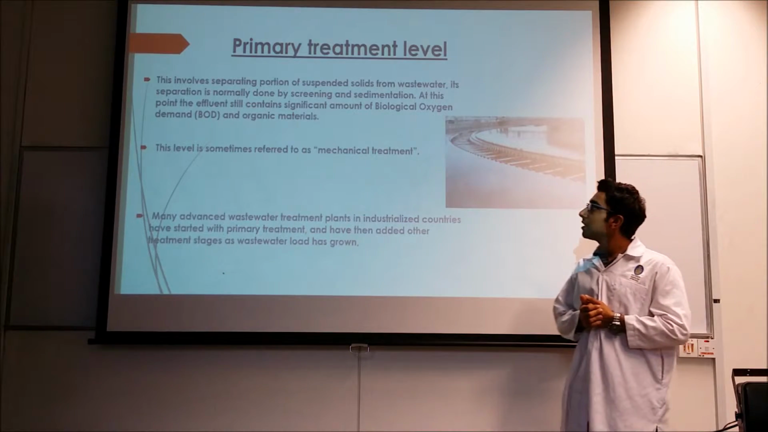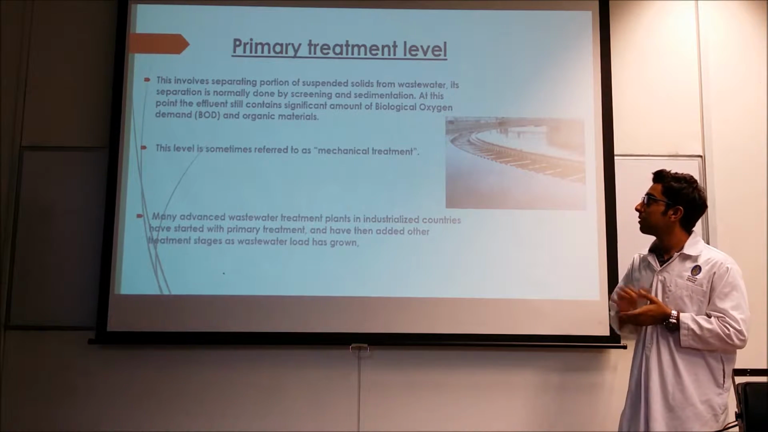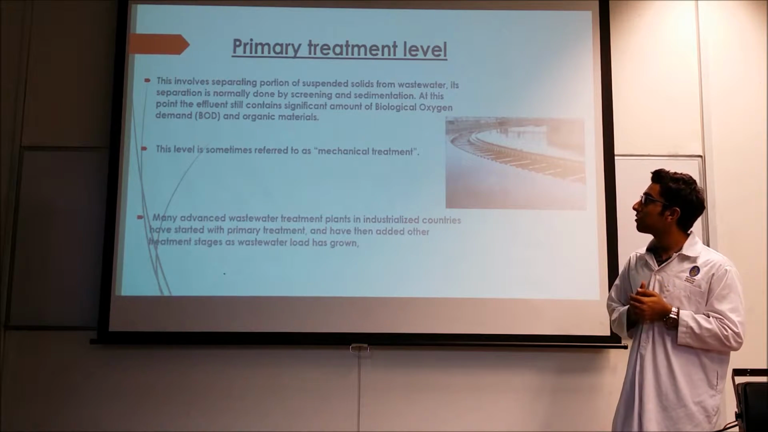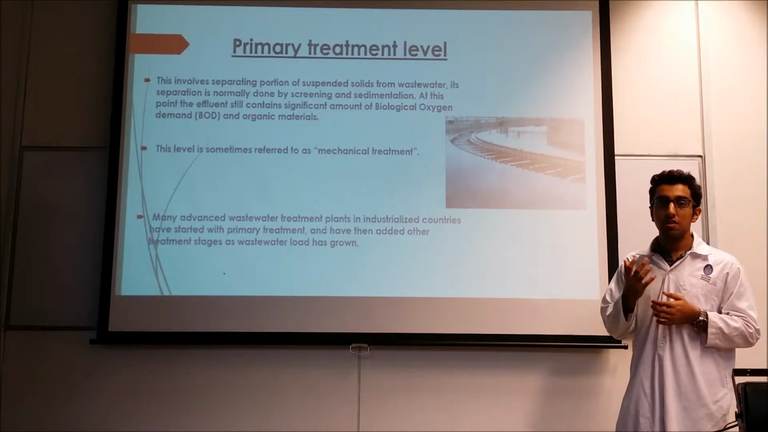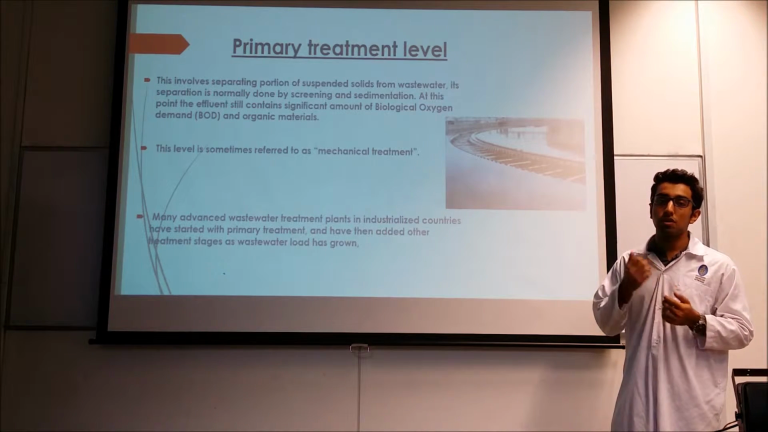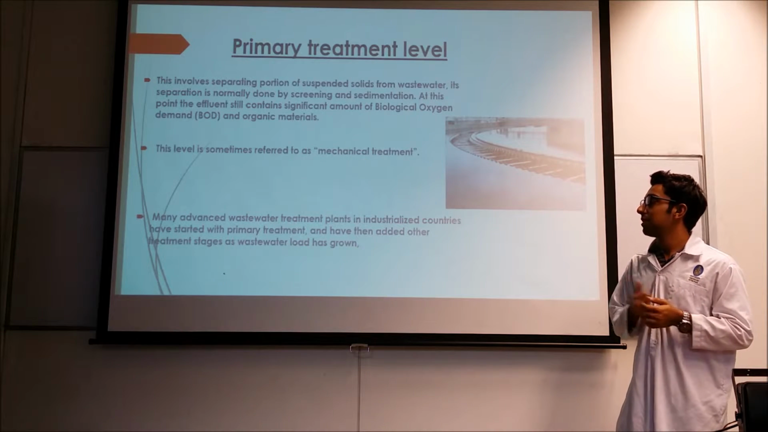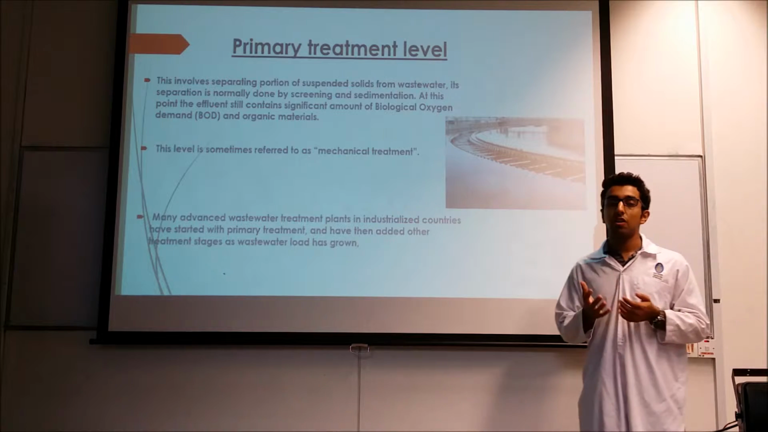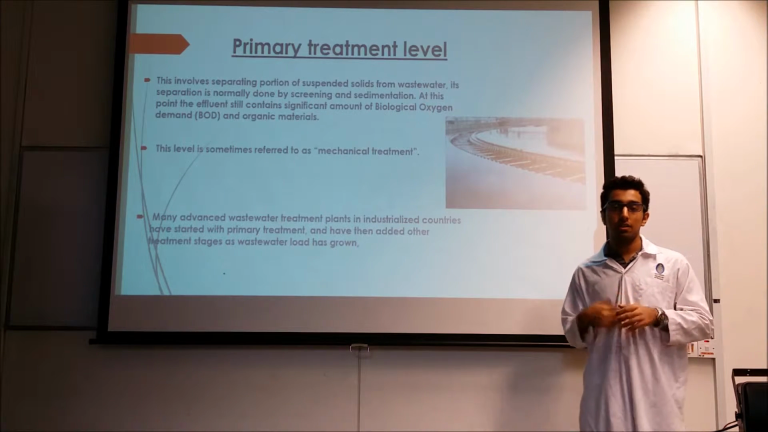So what is the primary treatment level? This is a basic treatment. This involves separating a portion of suspended solids from wastewater. At this point, the effluent will still contain some BOD, which is biological oxygen demand. But this level is sometimes referred to as mechanical treatment. Basically, all plants start with a primary level and then they grow into secondary and tertiary levels.